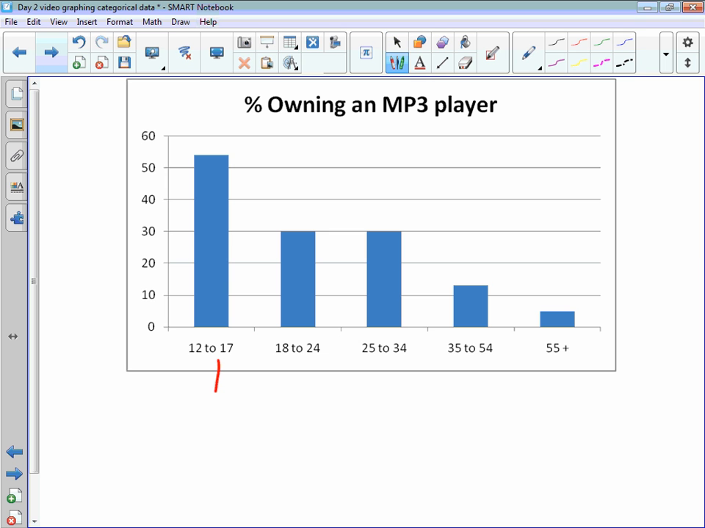Our categories are on the x-axis. And on the y-axis, we have the percents. I know this is not labeled percent, but because the title says percent owning an MP3 player, you would get away with that on the AP exam.